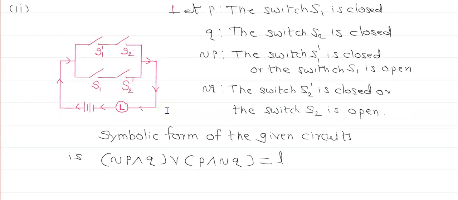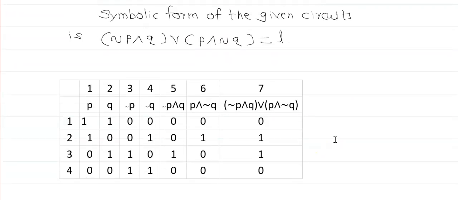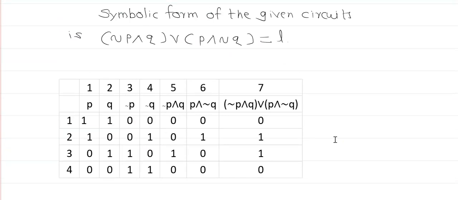Now we will write the symbolic form of the given circuit. Now S1 dash means what? Negation of P and Q, or P and negation of Q, equals L. Therefore we perform the truth table for this. Now only two statements are there. Now we'll require P, Q, negation of P, negation of Q, negation of P and Q, P and negation of Q, and the disjunction between column number 5 and column number 7.